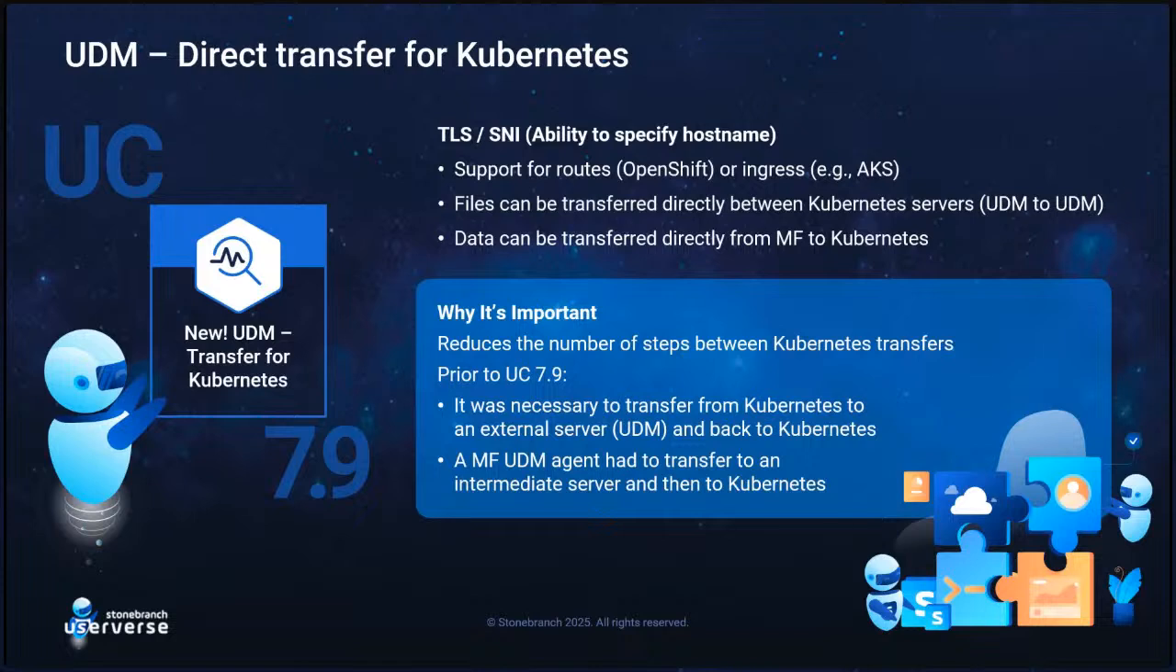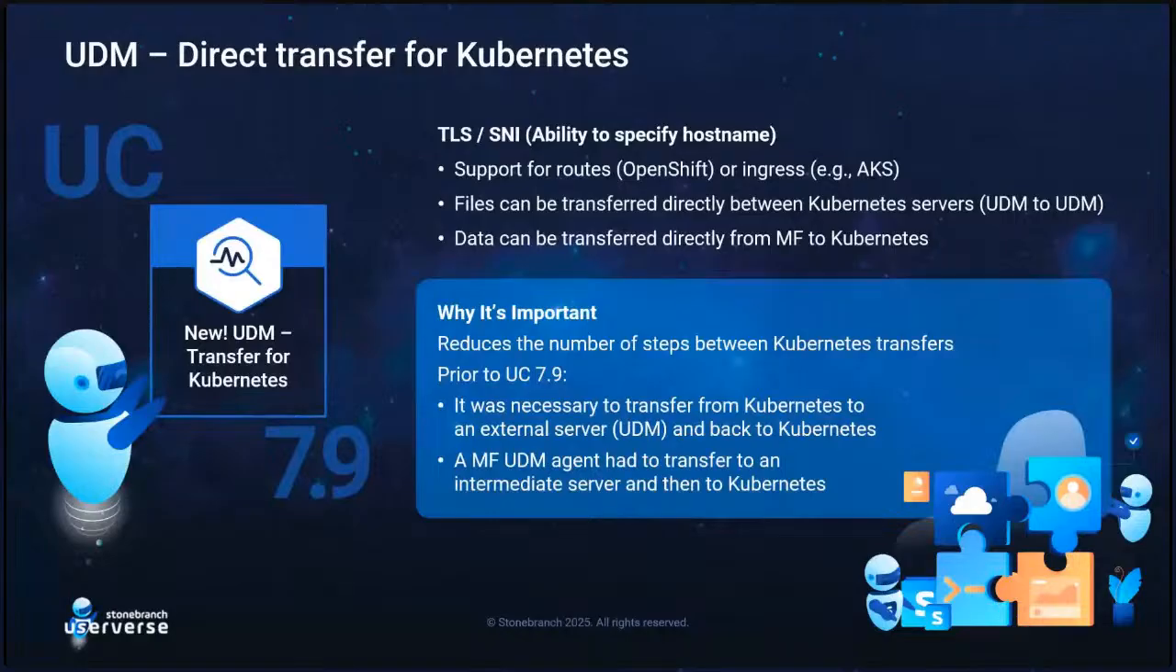Well, before 7.9, it was not possible to transfer directly from a Kubernetes server to a Kubernetes server. You had to stage the transfer on an intermediate server. And the same was true of the mainframe UDM agent, where it wasn't possible to transfer directly from mainframe to a Kubernetes server.